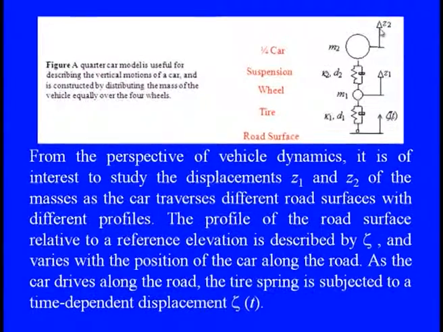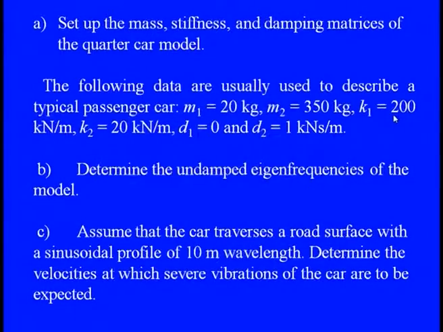When the car is traveling, there is a clear excitation of the wheel and the body suspension, with the profile of the road surface relative to this elevation. Now, when we are talking about the profile, we do not have a clear, smooth road surface. That means we have a time dependent displacement from the ground, and this is the zeta of t. With this, our interest is now to find out the mass, stiffness and damping matrices of this quarter car model, just to see how the formation of these matrices works.